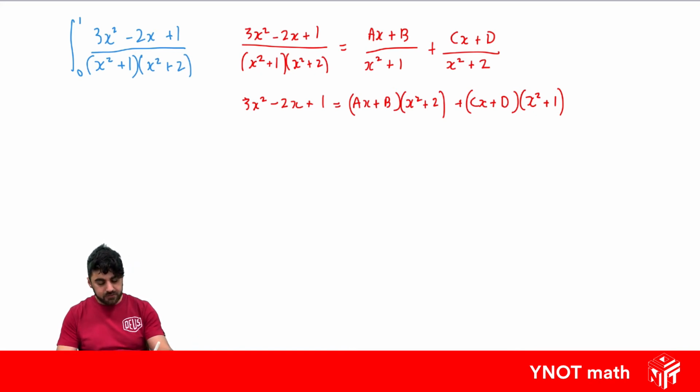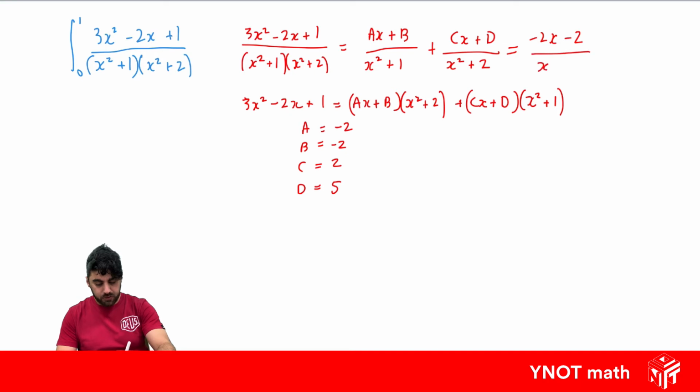Evaluating here, not going to go through it again, but the values of a, b, c and d, they're just going to be, a is going to be minus 2, b is minus 2, c is 2, and d is 5, which means this can all be written as minus 2x minus 2 all over x squared plus 1 plus 2x plus 5 all over x squared plus 2.